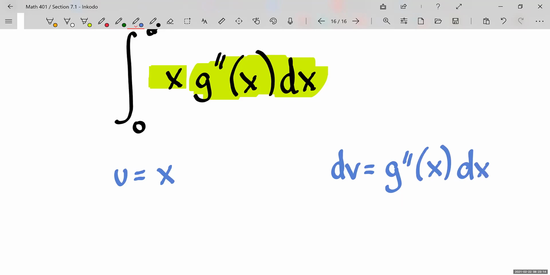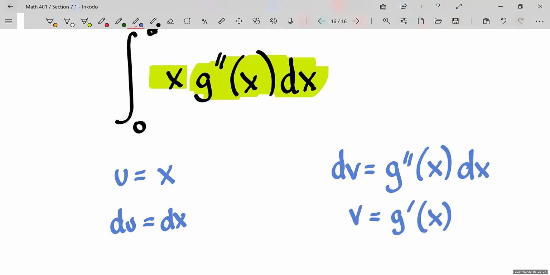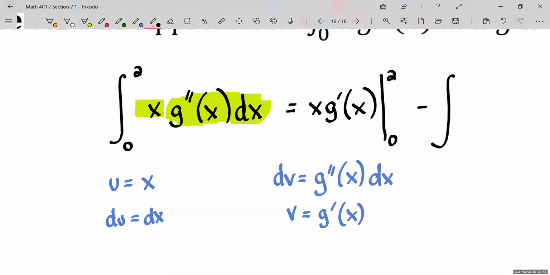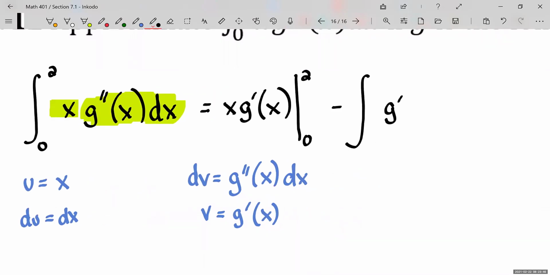It'll become g prime of x. The integral of g double prime is g prime, so that's going to be pretty easy. du is just going to be dx. Again, the antiderivative of g double prime is g prime. And so we know that this integral will become u times v, which is x times g prime of x, evaluated from 0 to 2, minus the integral of v du, g prime of x dx, again from 0 to 2.